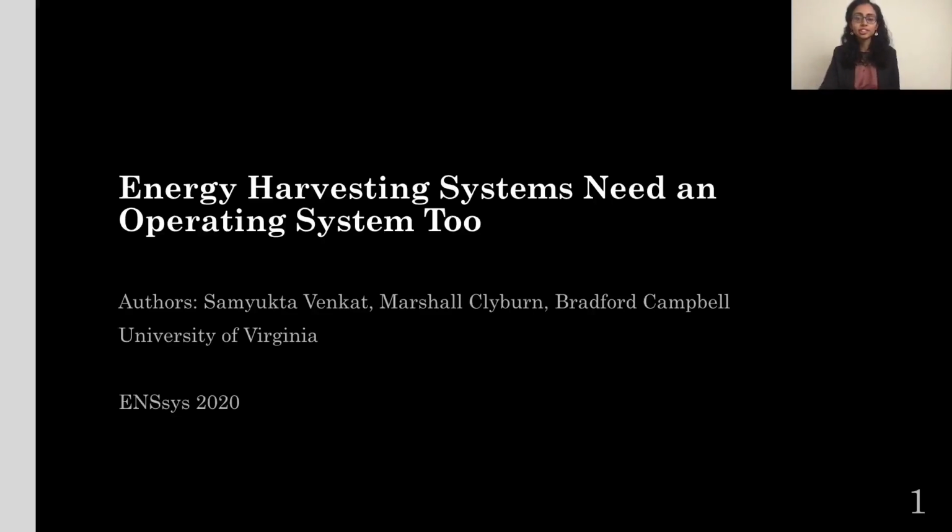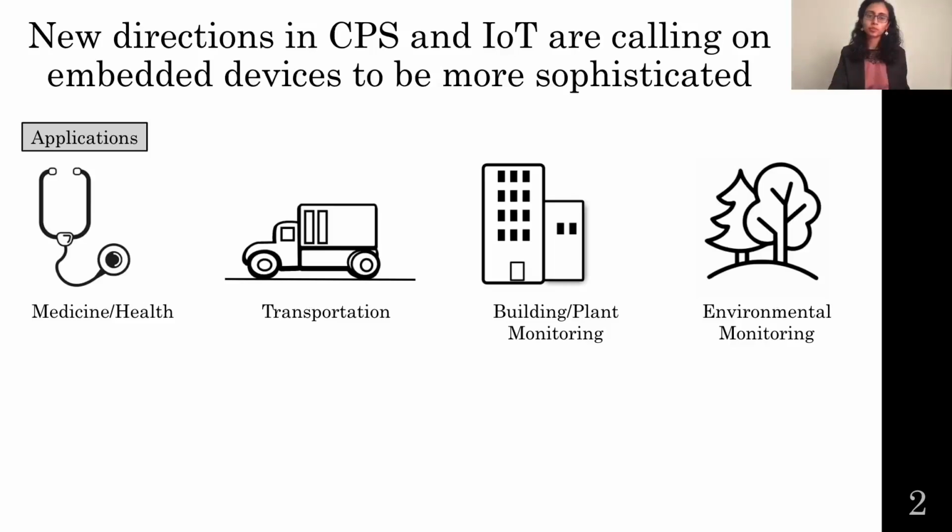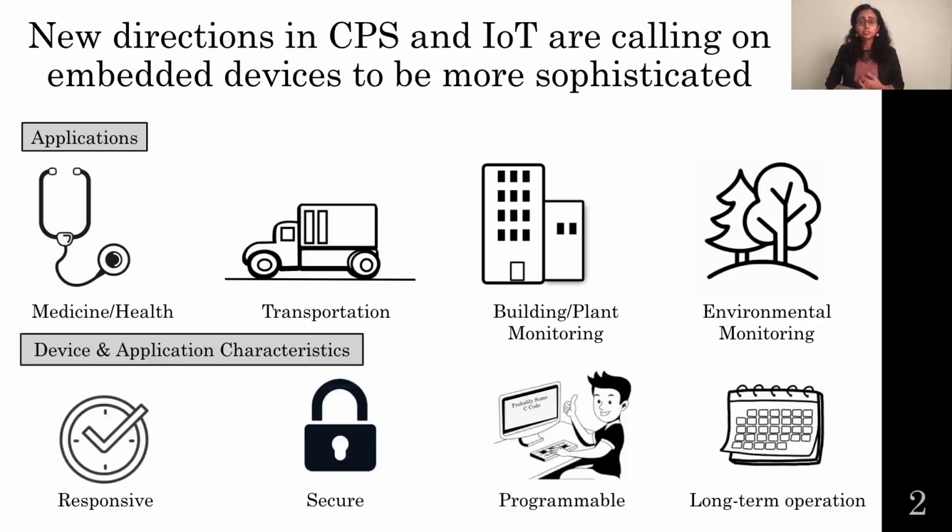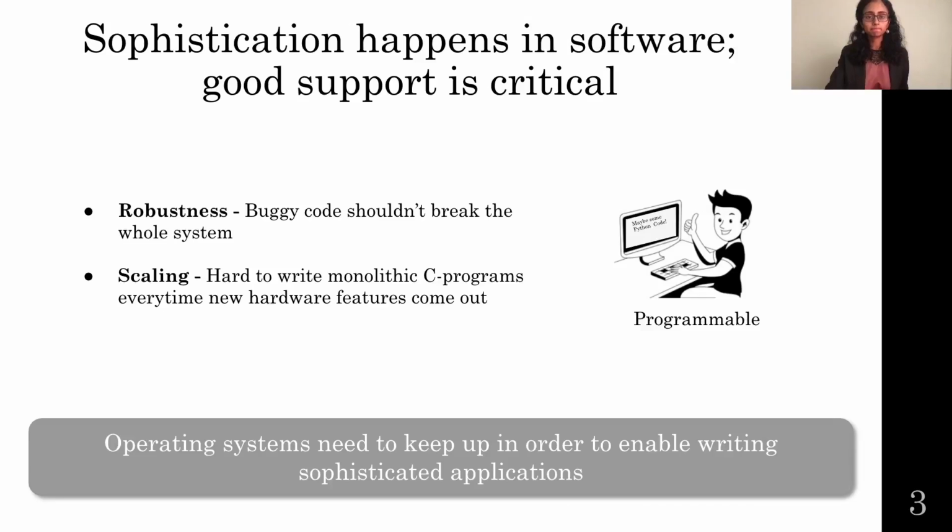I am here in affiliation with the University of Virginia to present Energy Harvesting Systems Need an Operating System too. So the direction that embedded devices are going with the variety of CPS and IoT applications, we're calling on them to be more and more sophisticated. We want responsiveness, sometimes close to real time. We want security. We want them to be easily programmable, and we also want them to be in operation for very long periods of time.